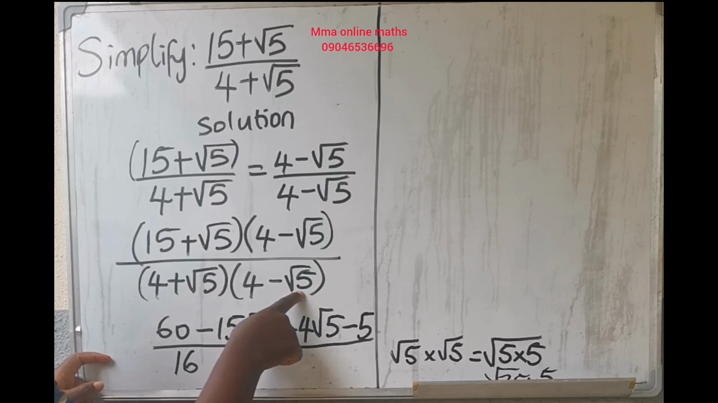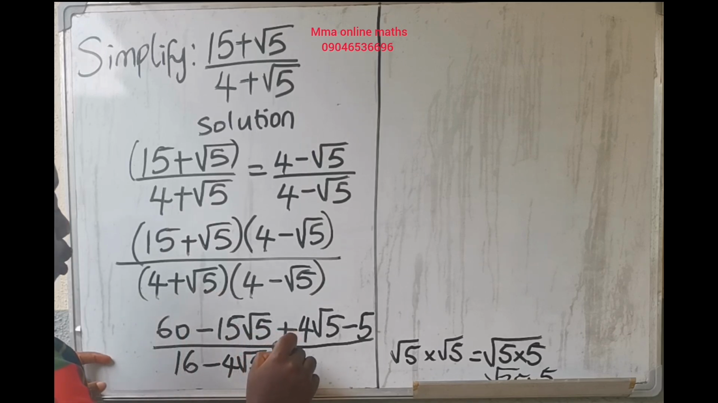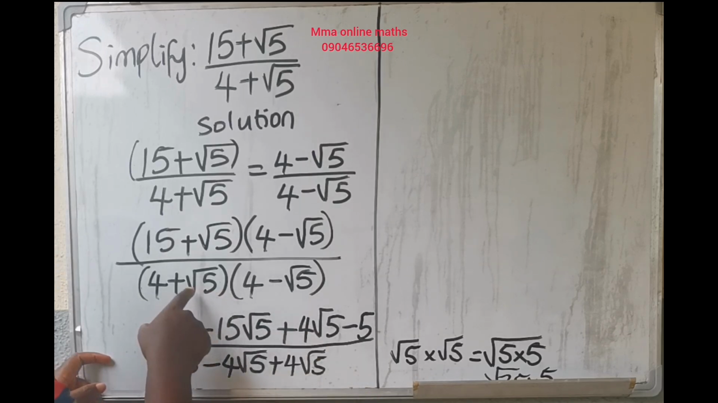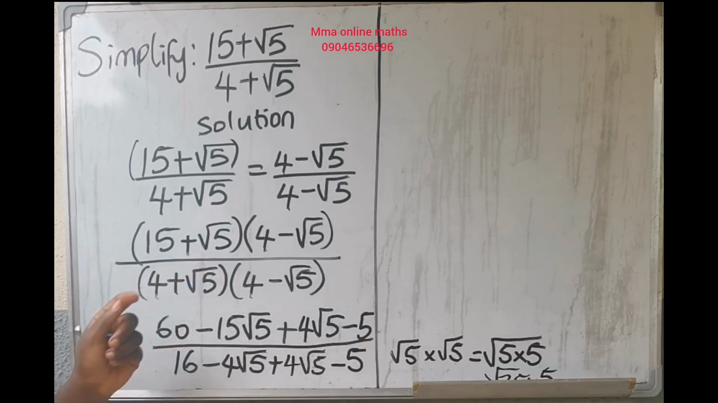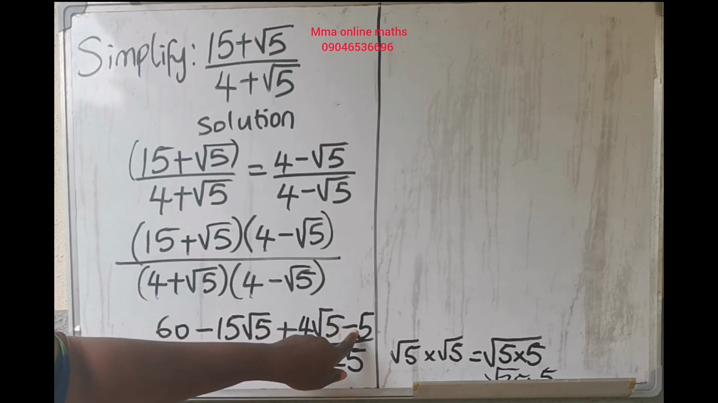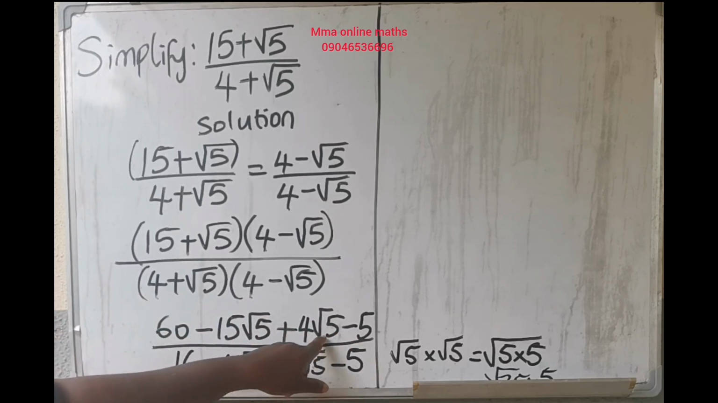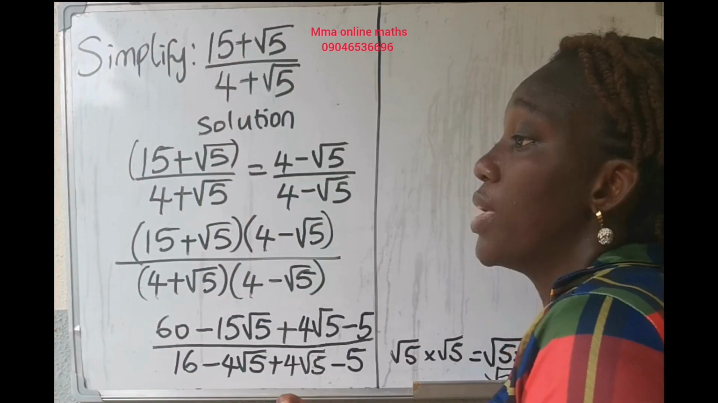4 times minus root 5 will give us minus 4 root 5. This times this gives us plus 4 root 5. This times this gives us minus 5, just like we mentioned in the numerator. Now, we collect like terms. If you observe, we have 60 and then minus 5. Then we have these two that are in root. The same thing with the denominator, 16 and minus 5, and then these two that are in the root. Therefore, we collect like terms, or we rearrange them.